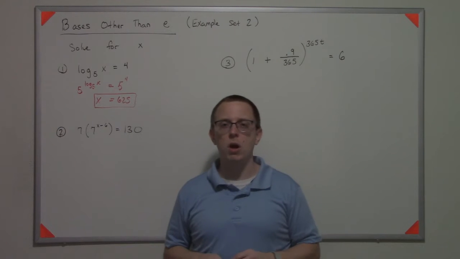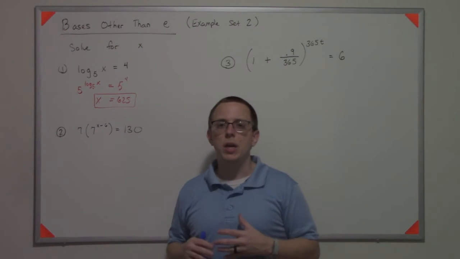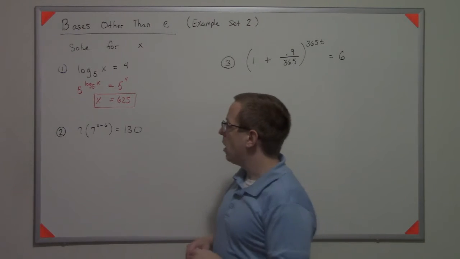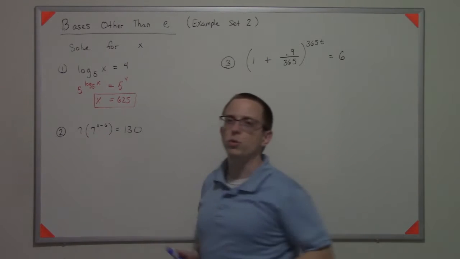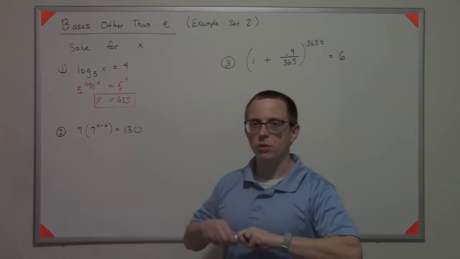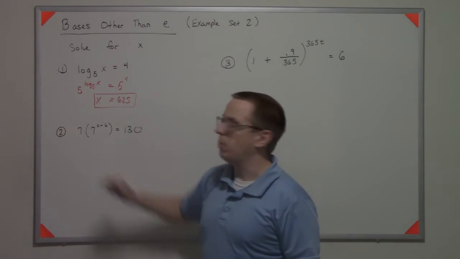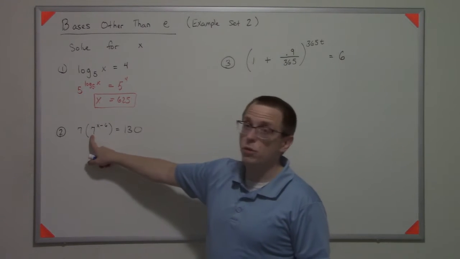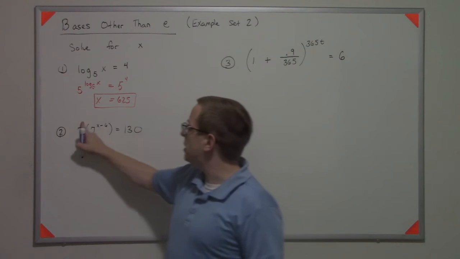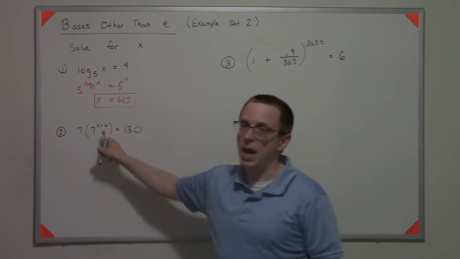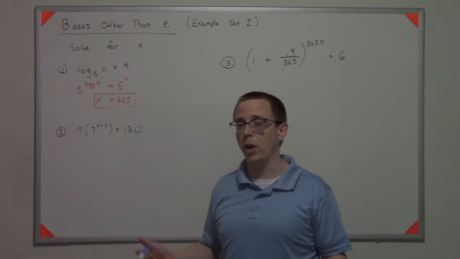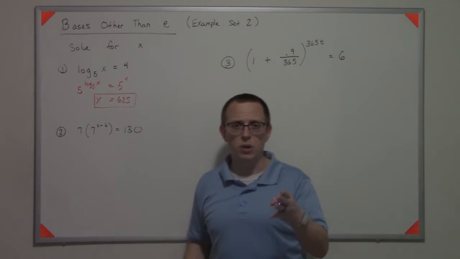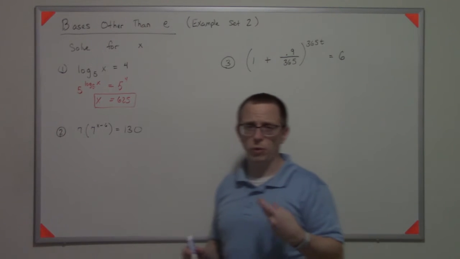Now our next problem, we have 7 times 7 to the x minus 6 equals 130. So this one's a little more complicated. We need to figure out a way to get this exponential function by itself. So the first thing we want to do is divide by that 7. Now, you could have absorbed this 7 into here if you really wanted to. You could say that's 7 to the 1 power and add it in, and in fact that's probably a better way to do it. But let's not do it that way, just for extra practice.